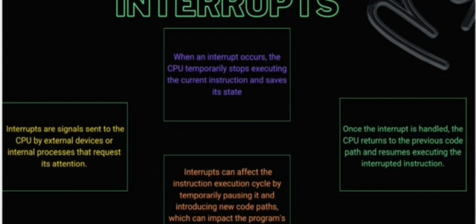Interrupts can be caused by a variety of events such as input-output operations, system calls, or hardware errors. They are important mechanisms for allowing multiple processes or tasks to run concurrently on a single processor, as well as for responding to real-time events in a timely manner. Interrupts can affect the instruction cycle by temporarily pausing it and introducing new code paths, which can impact the program's execution and performance.